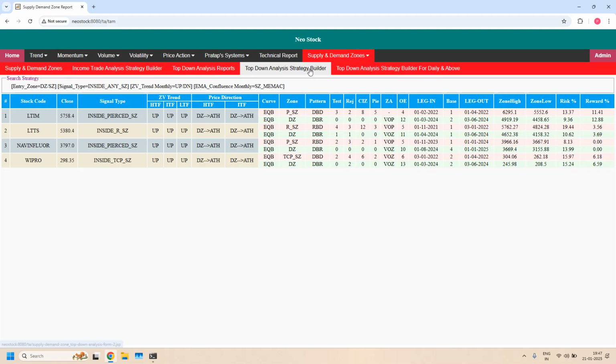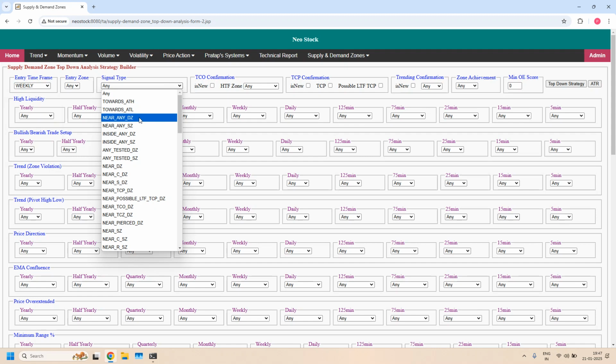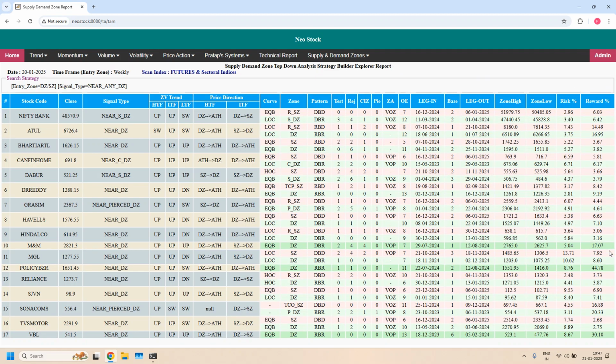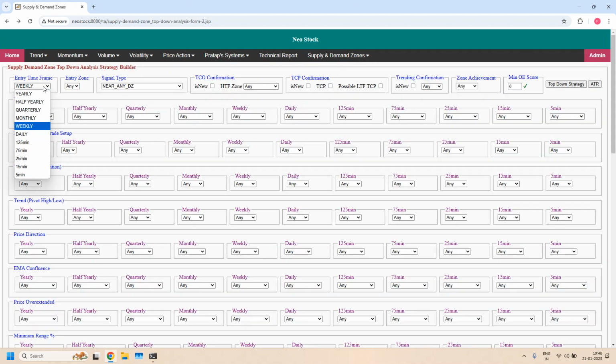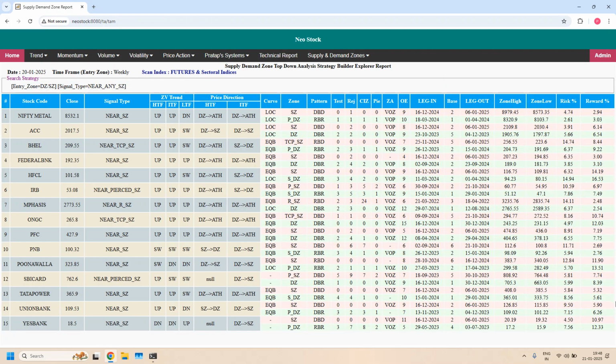Next time frame is weekly. Stocks near weekly demand zone. We got 17 stocks. Next, weekly time frame. Stocks near weekly supply zone. We got 15 stocks.